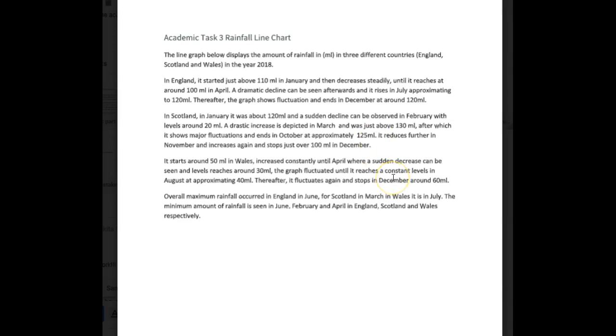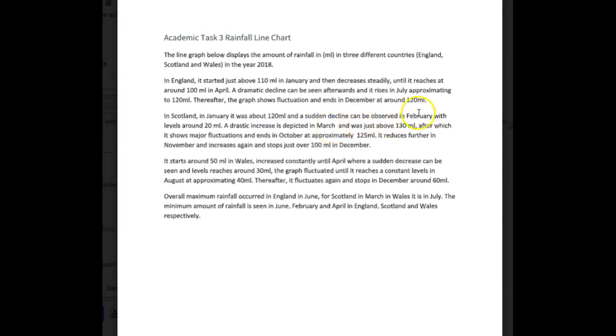Let's see what you said about Scotland. In Scotland in January, there's the it again. Okay, don't refer to it as it because there are so many nouns floating around in this essay that we don't know what it refers to. Okay, so in Scotland, rainfall in January was about 120 ml, and a sudden decline can be observed in February with levels around 20 ml. A drastic increase is depicted in March.